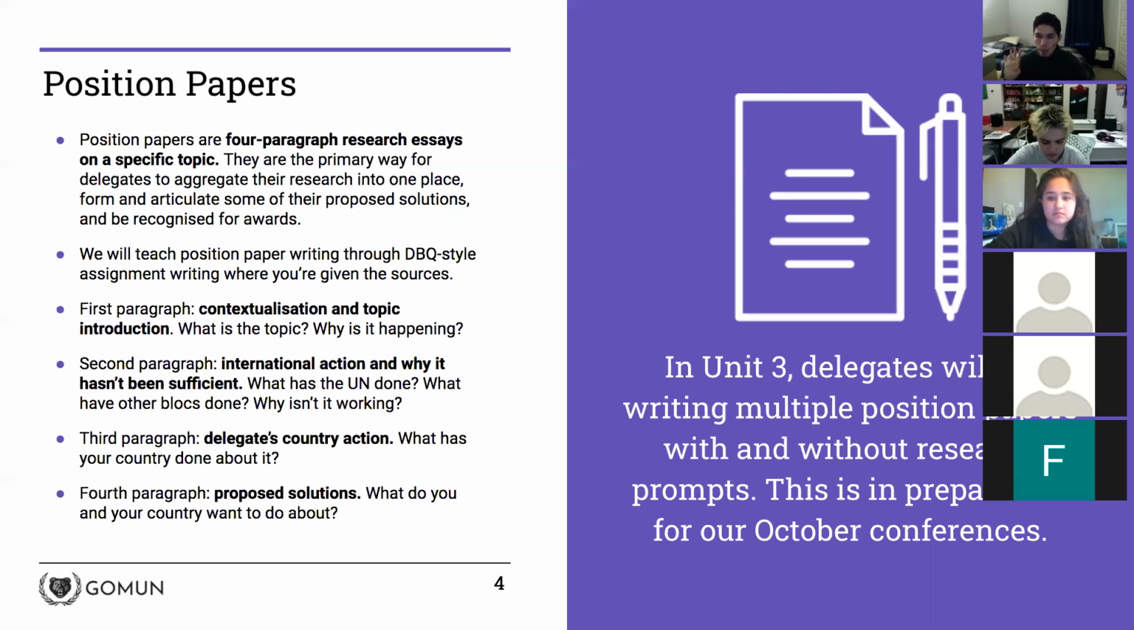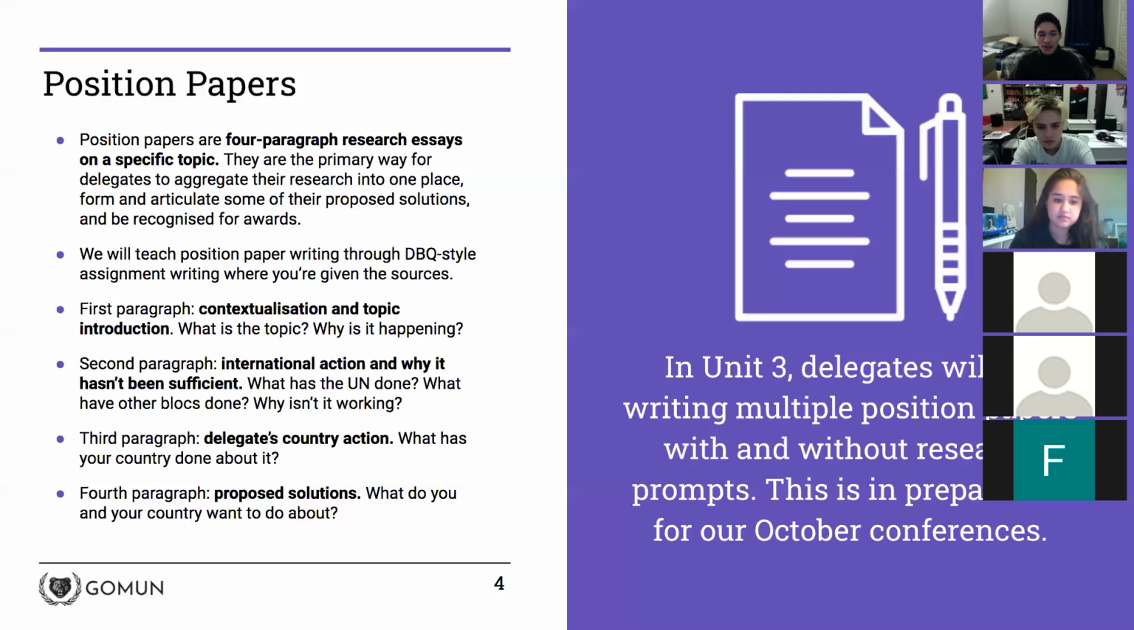So, the 4 paragraphs of the position paper. First is a contextualization and topic introduction. What is the topic that we're talking about, and why is it happening? Second, international action and why it hasn't been sufficient. So, what has the UN done? What have other blocs done? And why isn't it working very well? Because obviously, if it worked, we wouldn't be discussing it.